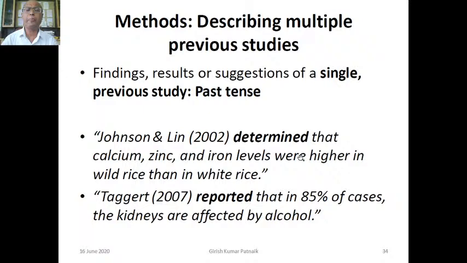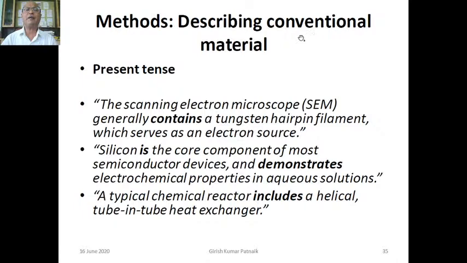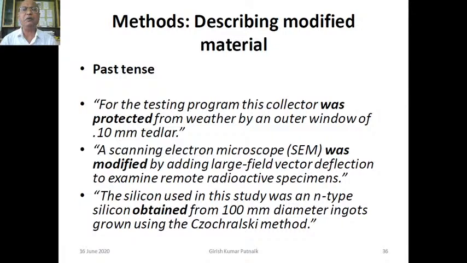Then describing the conventional material is always present tense. Here you can see an example: the scanning electron microscope generally contains a tungsten hairpin filament. This is a conventional material or the equipment that I am using. So whenever I am using any conventional material or equipment, I am supposed to use the present tense. Then when you actually perform the experimentation, which is in the past, and currently we are writing a paper, that is the reason why it should be in a past tense.